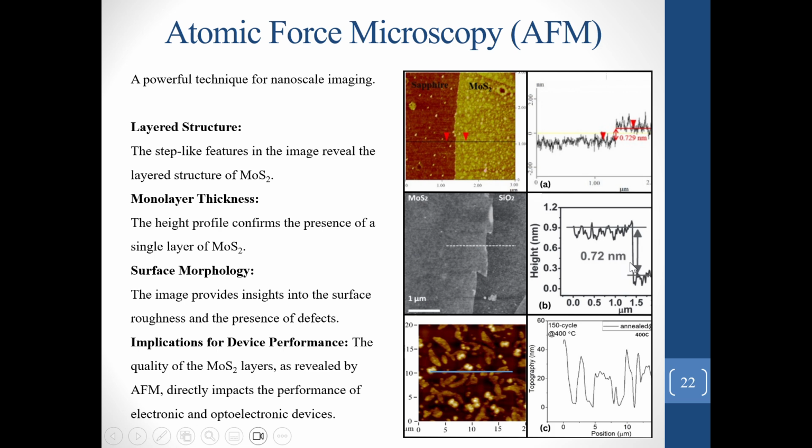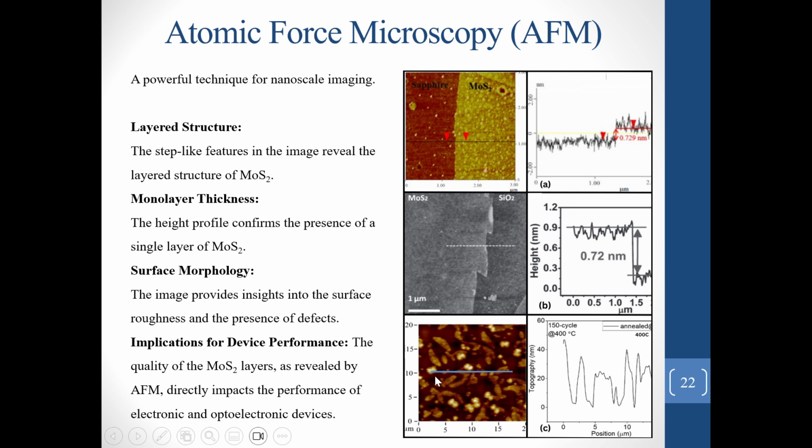And implications for device performance. The quality of the MoS2 layer is revealed by AFM. So the quality of MoS2 film can be revealed by AFM, meaning if there are no defects and no roughness, it can be checked by AFM. If it is correct, then it moves on to device fabrication. The quality as revealed by AFM directly impacts the performance of electronic and optoelectronic devices.